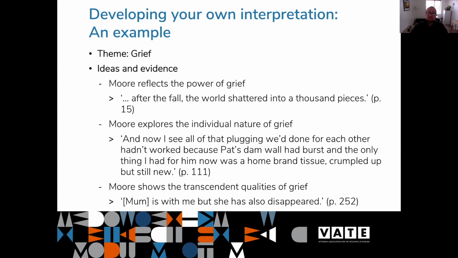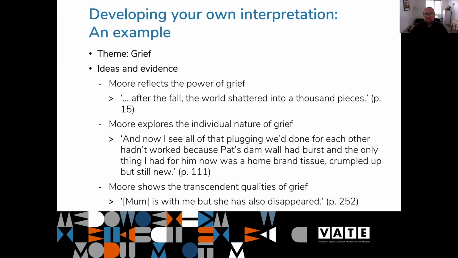And this really leads me to the second idea that I think is evident in the text around the notion of grief. Moore really looks at how individual grief is, that there's no one way that all of the characters experience their grief. And I've chosen a quote here that contains an interaction between Dylan and her mother's boyfriend, Pat. So Dylan writes or says in the text, "And now I see all of that plugging we'd done for each other hadn't worked because Pat's damn wall had burst, and the only thing I had for him now was a home brand tissue, crumpled up but still new."